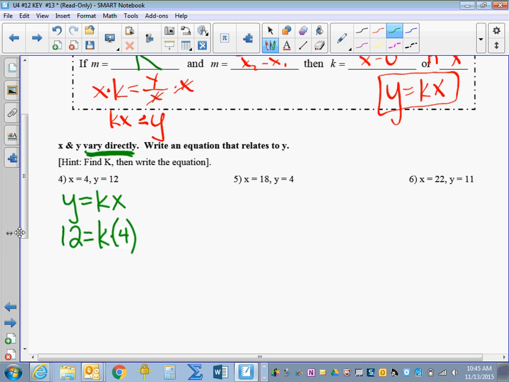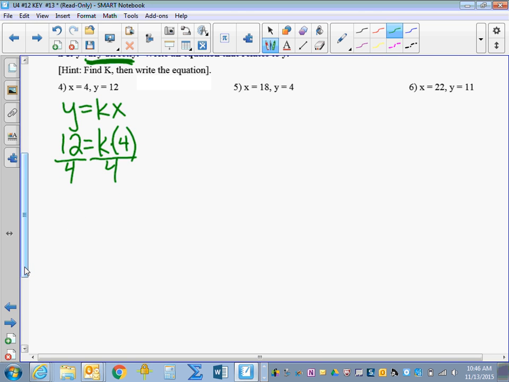So how do I solve for k here? Divide by 4. Hey, Sean, what is 12 divided by 4? 3. That's 4 times 3 is 12. K equals 3. So I have that k is 3.